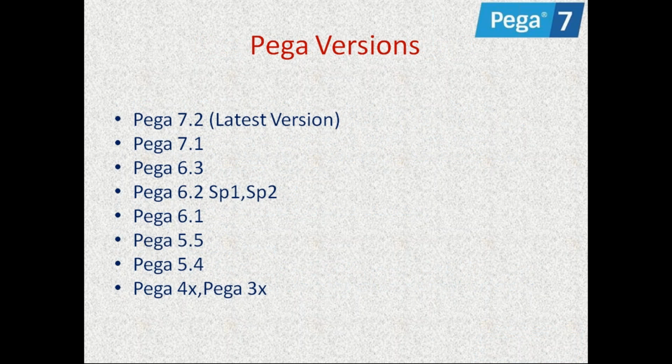Okay, so coming to the versions, these are the previous versions, starting with the 1x version, then 3, 4, 5, 6, 7. So these are all the versions we have in Pega PRPC.